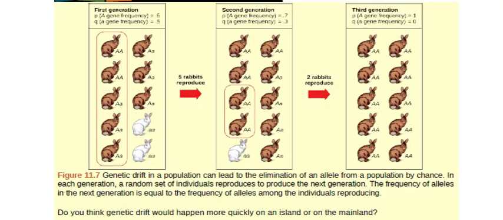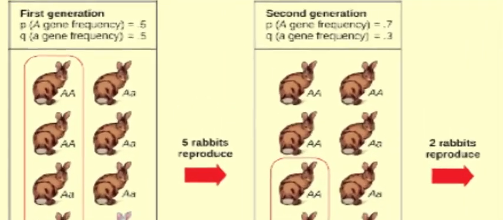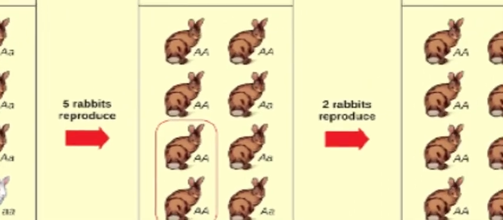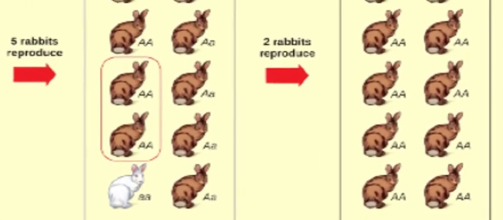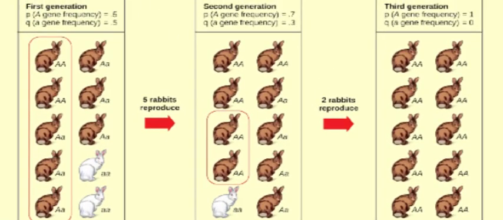Figure 11.7. Genetic drift in a population can lead to the elimination of an allele from a population by chance. In each generation, a random set of individuals reproduces to produce the next generation. The frequency of alleles in the next generation is equal to the frequency of alleles among the individuals reproducing.